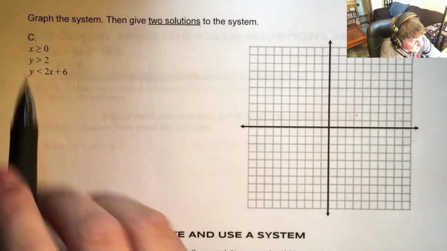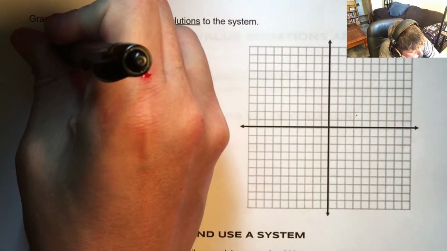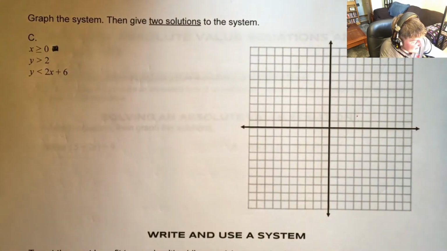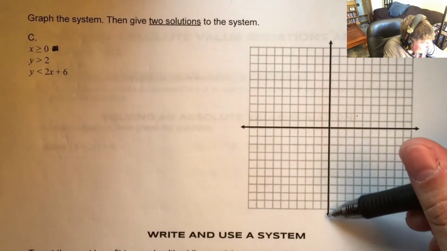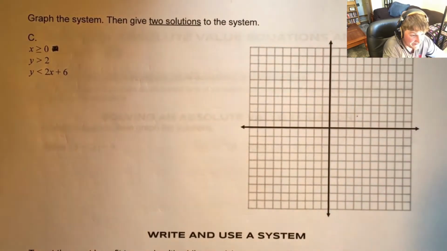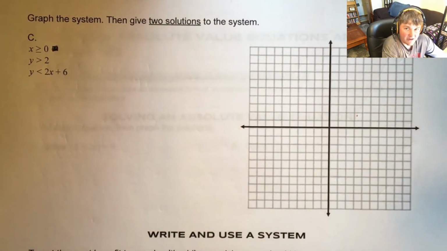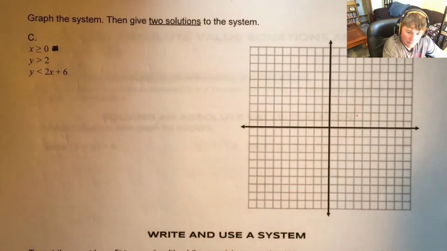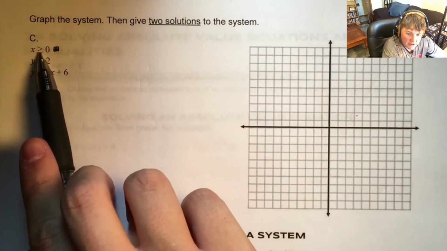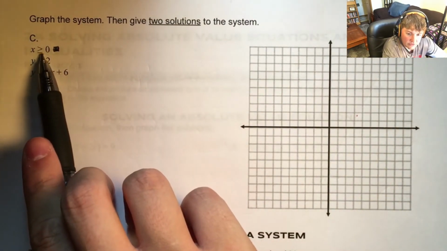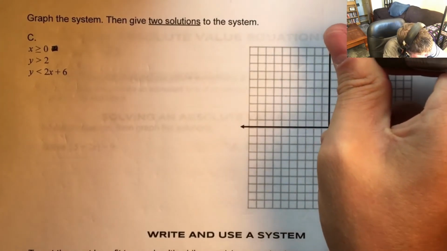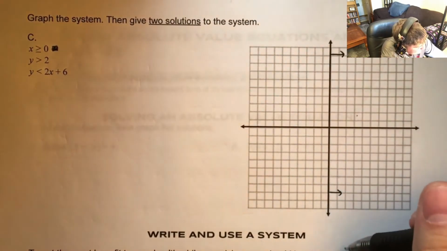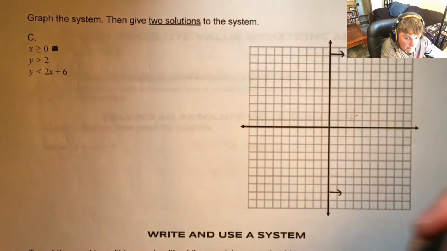Okay, so first one's going to be black. So x is greater than or equal to 0. This is kind of a nice one because 0 is on this axis here, so the line's already done for me. We just have to figure out shade to the right or shade to the left. It's a bold line because it's greater than or equal to. So that means it's to the right of the y-axis, because that's where my x values are 0.